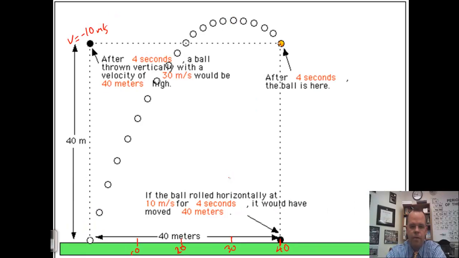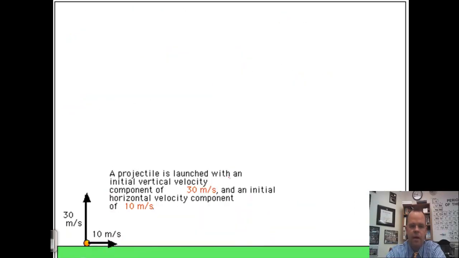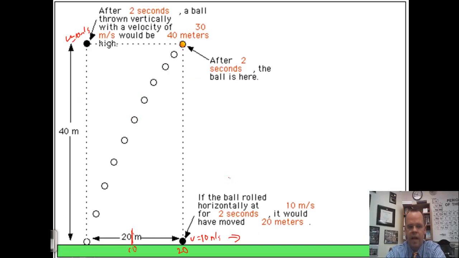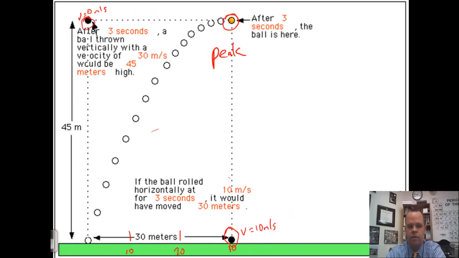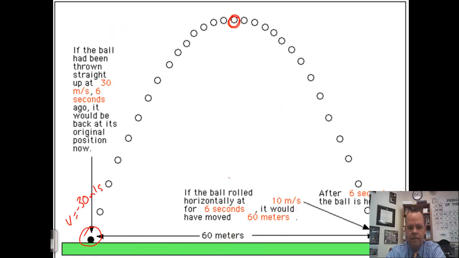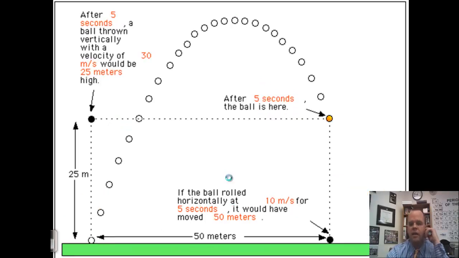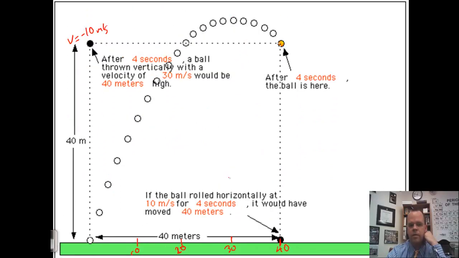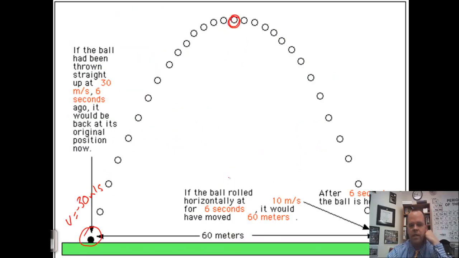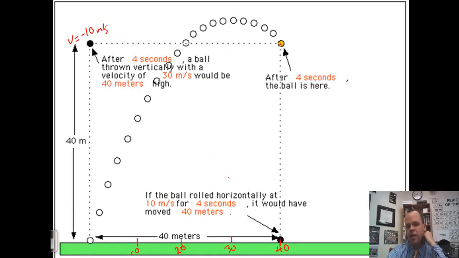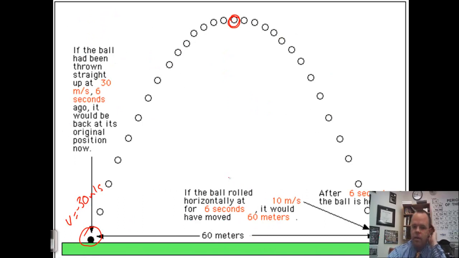So if we work our way back through this, you can see, started at 30 vertically, 20 after 1 second, 10, 0, negative 10, negative 20, negative 30. Horizontally, goes 10 meters, 20 meters, 30 meters, 40 meters, 50 meters, 60 meters. And you'll see the peak took 3 seconds, so it takes another 3 seconds for it to hit the ground. A couple of things to remember.